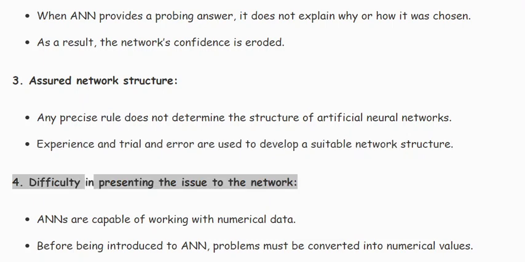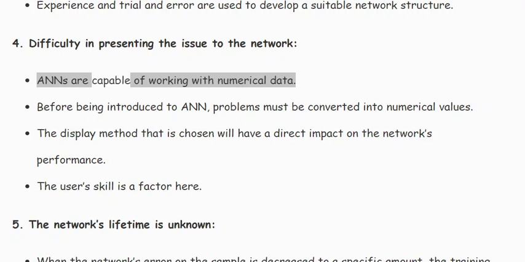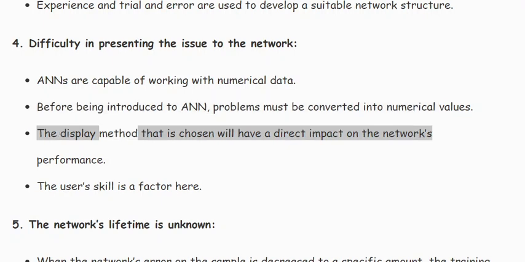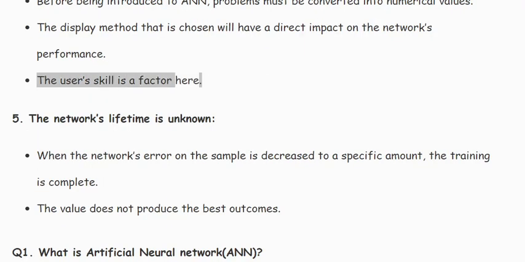4. Difficulty in presenting the issue to the network. ANNs are capable of working with numerical data. Before being introduced to ANN, problems must be converted into numerical values. The display method that is chosen will have a direct impact on the network's performance. The user's skill is a factor here.